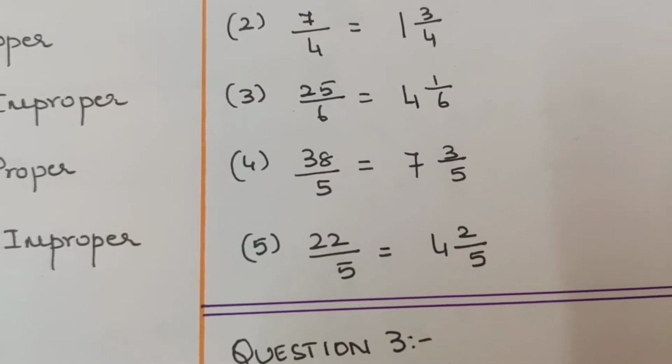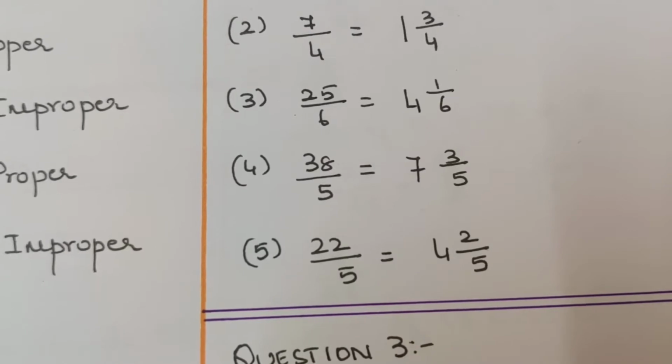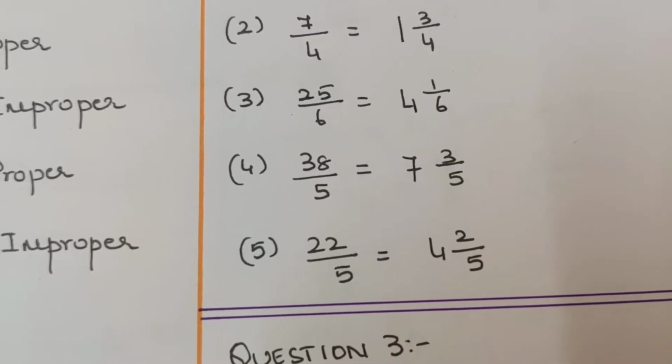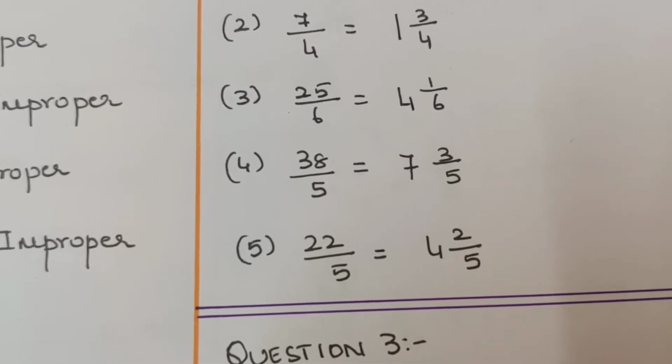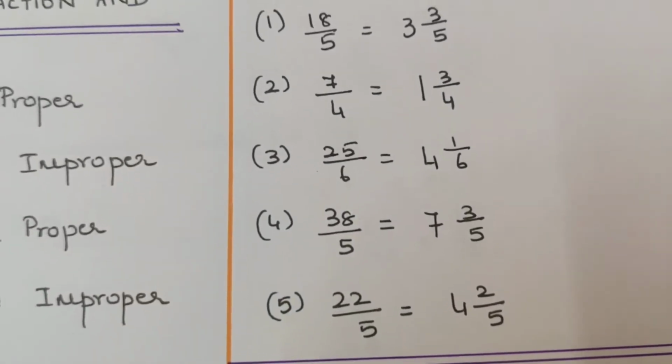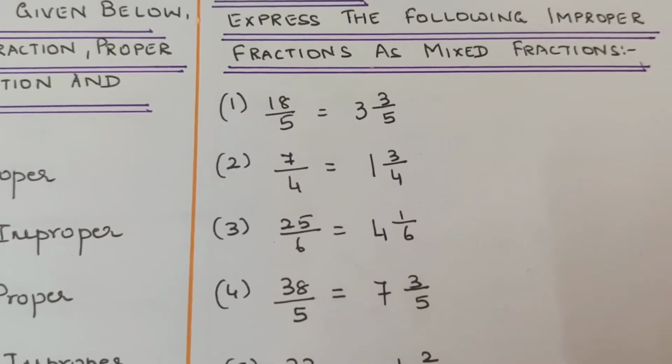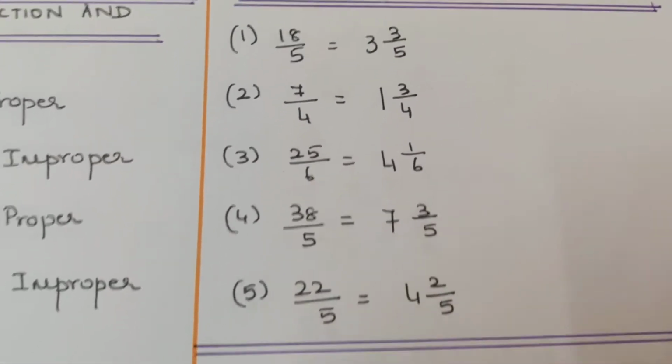So when you divide 22 by 5, you get the quotient as 4 and the remainder as 2. Therefore, it becomes 4 2 by 5. So this is about question 2. Very simple. Convert the following improper fraction into mixed fraction.